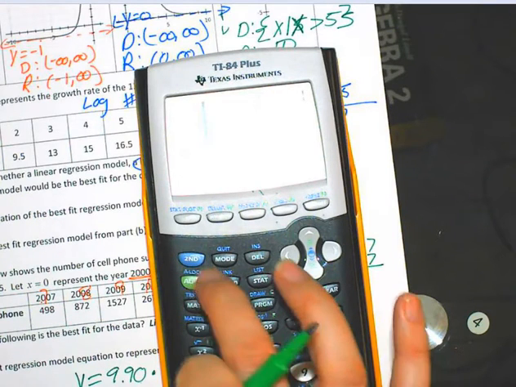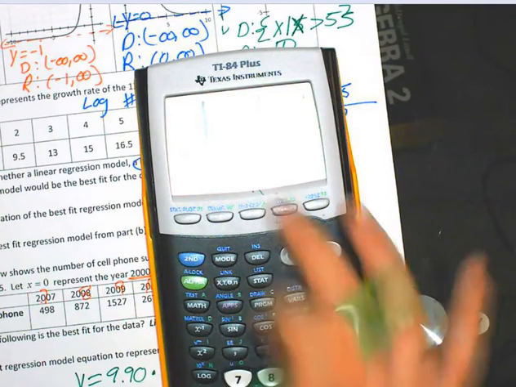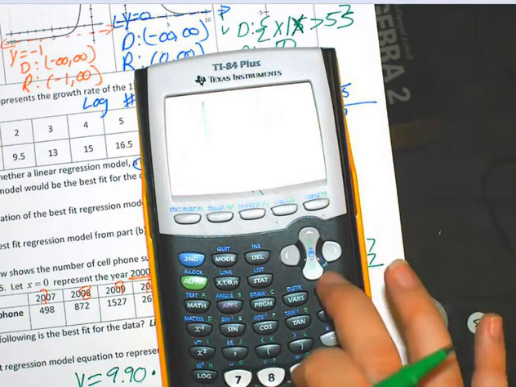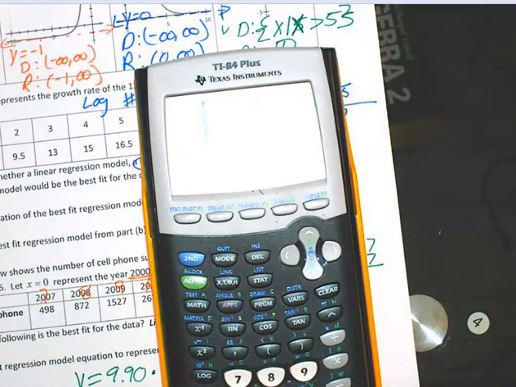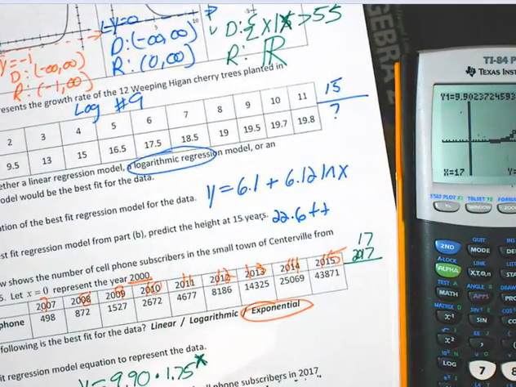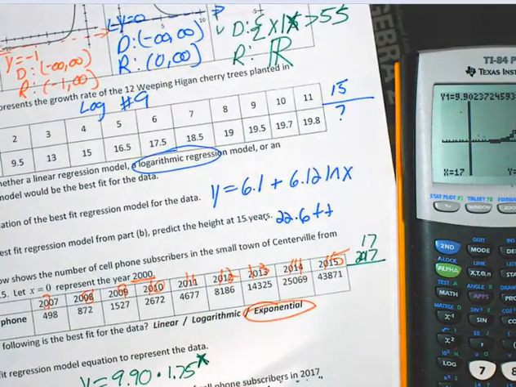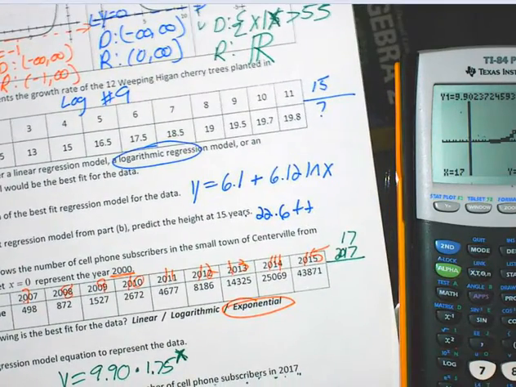All right, and let's try that again. So I have second trace, value 17. So that is 134400 number of subscribers.